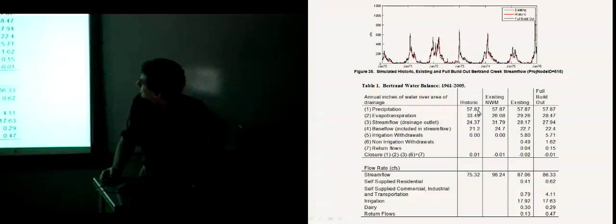So you can see that of the precipitation, about 2/3 goes to evaporation, just over 1/3 to stream flow, and then there's small amounts of base flow that are included in stream flow. Well, under historic conditions, there was no irrigation, but when you look at, say, the existing scenario, you can see how evaporation is reduced, stream flow is increased, base flow is increased, as well as the various withdrawals for the various water uses. And then you can examine the full build-out conditions as well. And we were also using this to check that all the numbers added up, and we had closure on our mass balance. So that's at least the calculation error in the model.